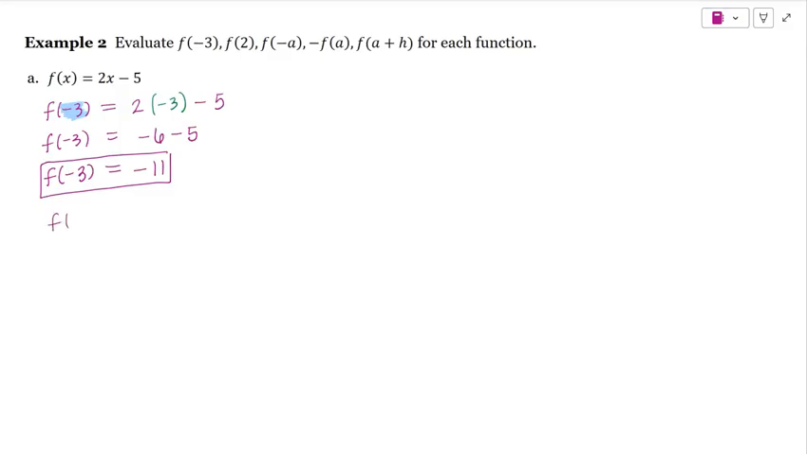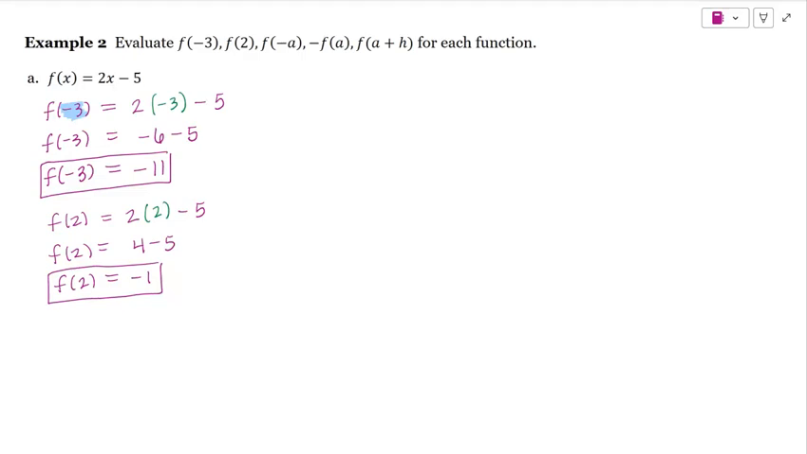Let's look at f of 2. Instead of plugging -3 in, this time I will plug 2 in for x. So I'm getting 4 minus 5, or -1.